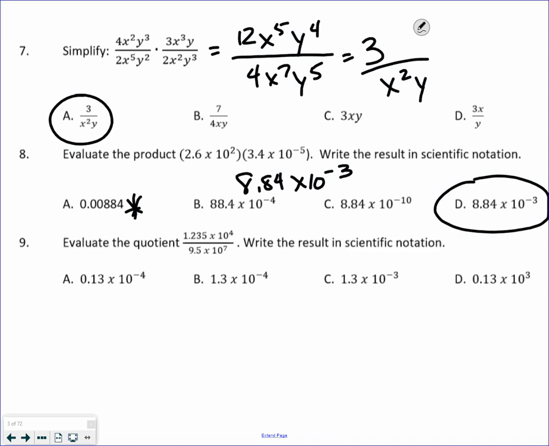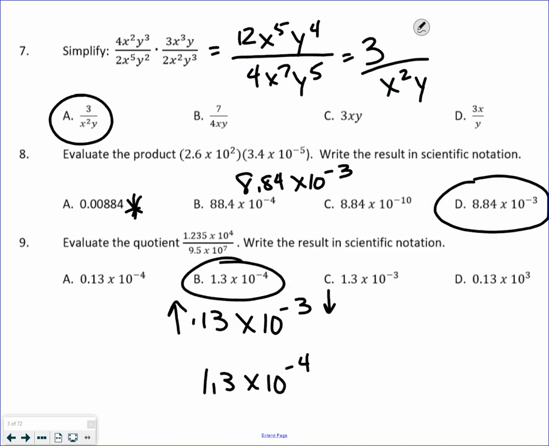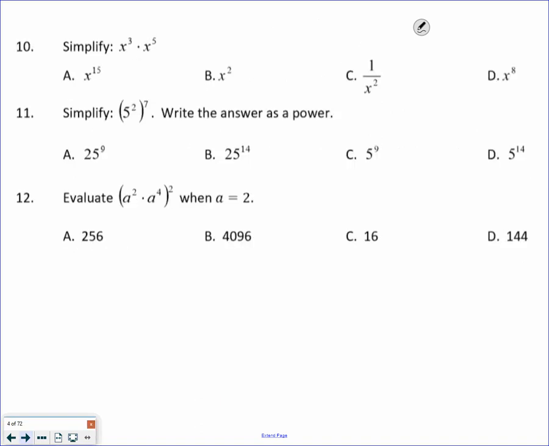Next one, you're going to divide 1.235 divided by 9.5, and you get 0.13. Subtract the exponents, so 10 to the fourth over 10 to the seventh is 10 to the negative third. This number is too small. It needs to go up, which means the exponent needs to go down. So 1.3 times 10 to the negative fourth is the correct answer, B.